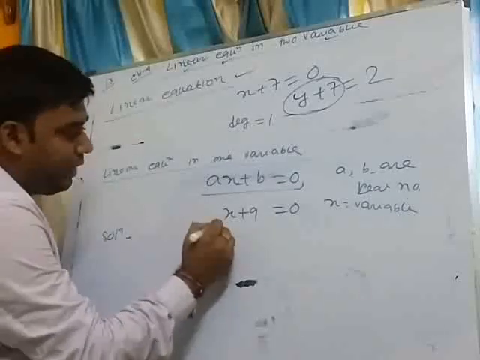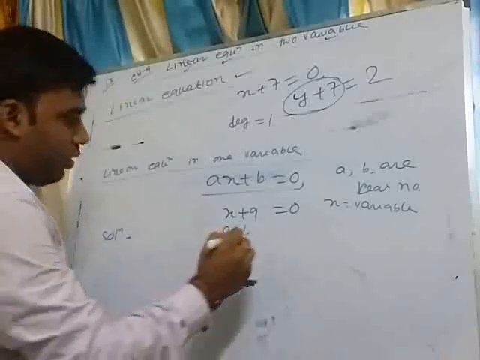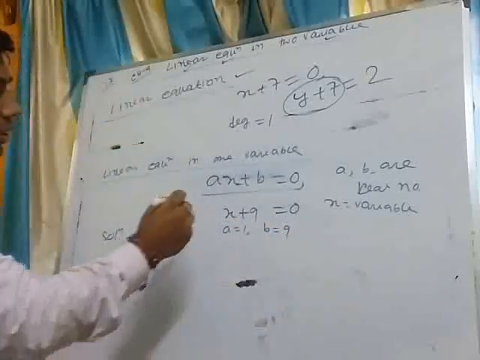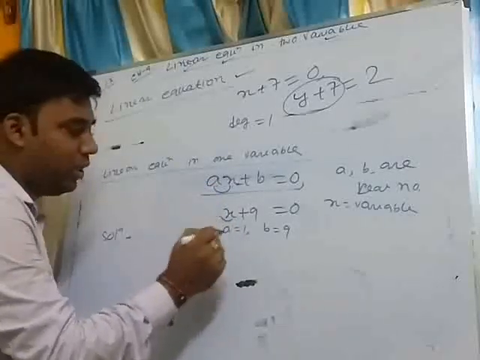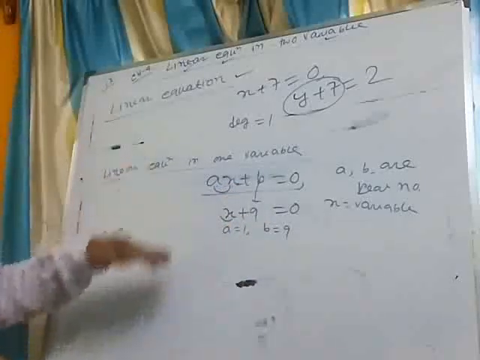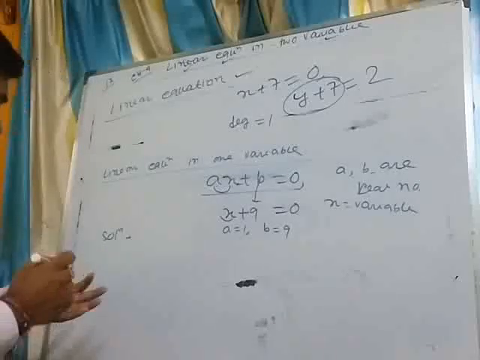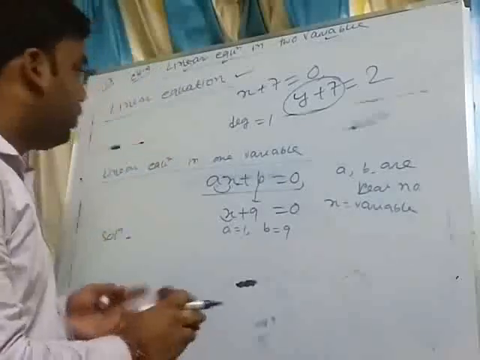If I convert it, it means a equal to 1 and b equal to 9. A means the coefficient of x. The coefficient of x is 1, and b is equal to 9. Comparing these two equations, we can conclude a equal to 1 and b equal to 9. Now, what is the solution? We will discuss the solution of a linear equation in one variable.